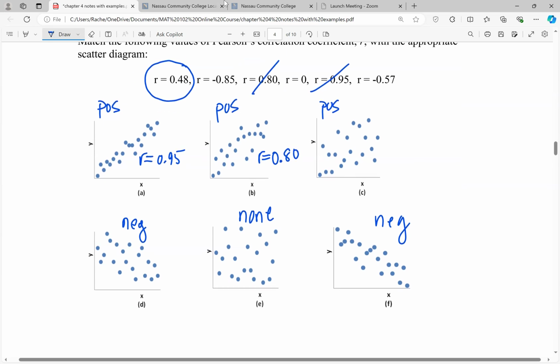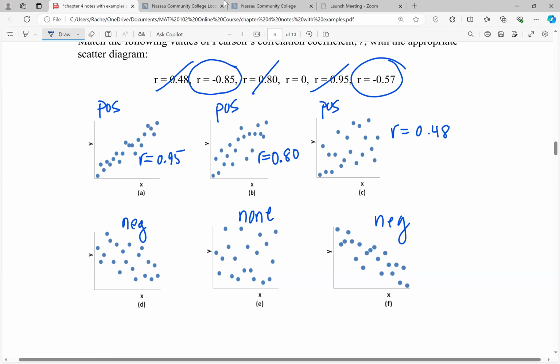So now we could cross that R value off the list. And then there's only one positive graph left and one positive R value, which is R is equal to 0.48. So we could cross that one off the list as well. Now we could go to the negative R values, and there's 2 negative graphs and there's 2 negative R values.